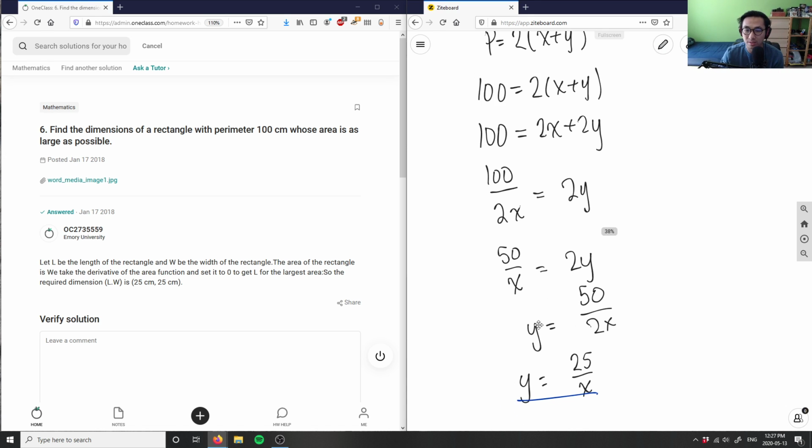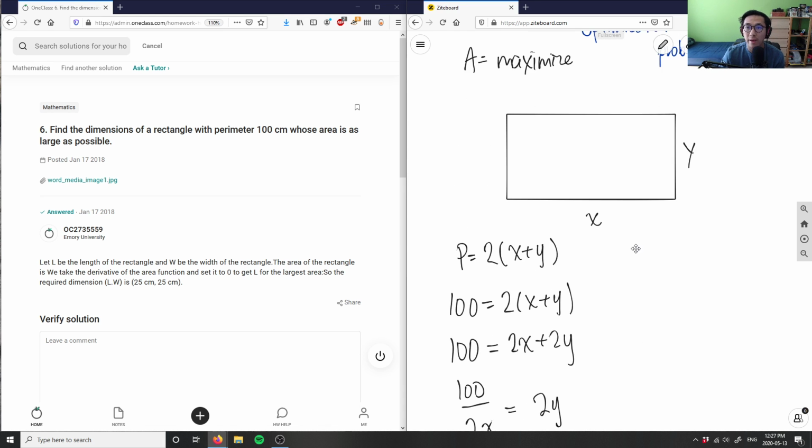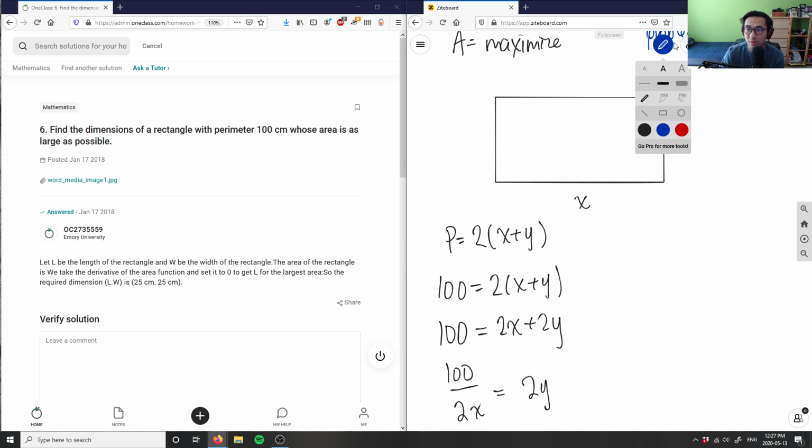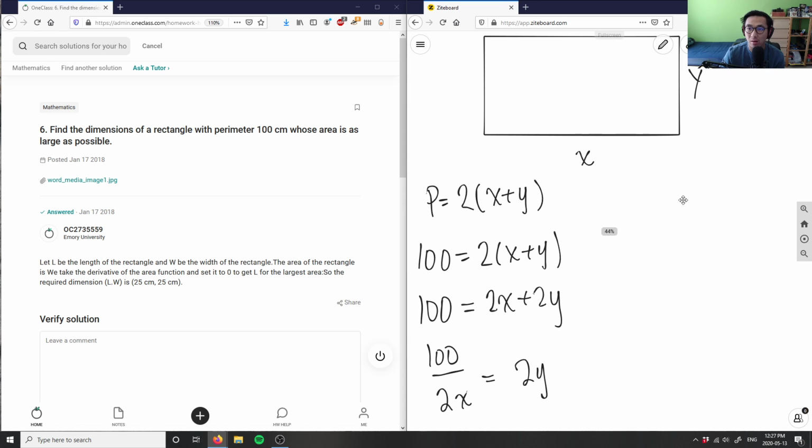So I know that y is in terms of x, in terms of our length. And then what I'm going to have to do now is start using calculus. In this case, I'm going to have to write an equation for my area, right? I know that area equals length times width, right? So x times y.